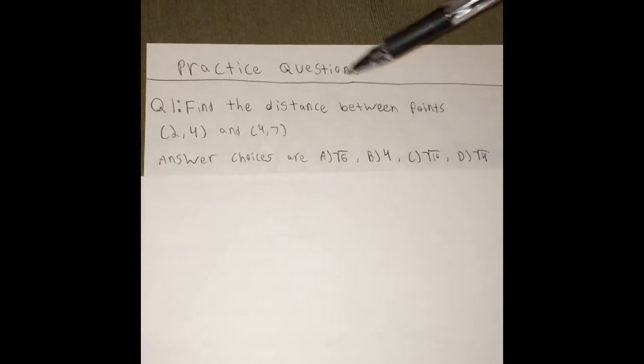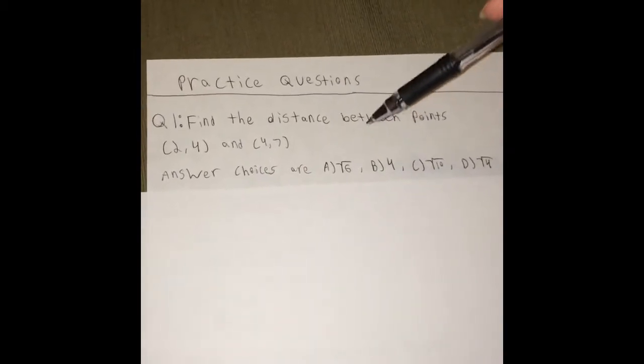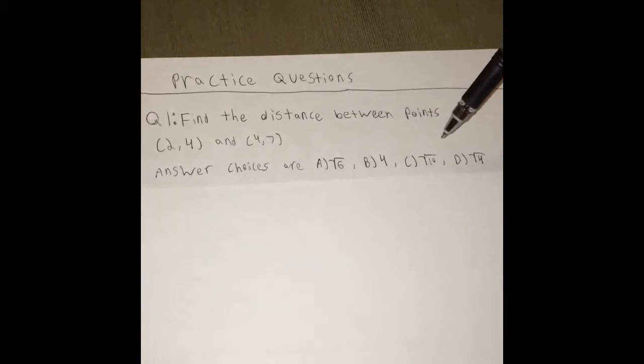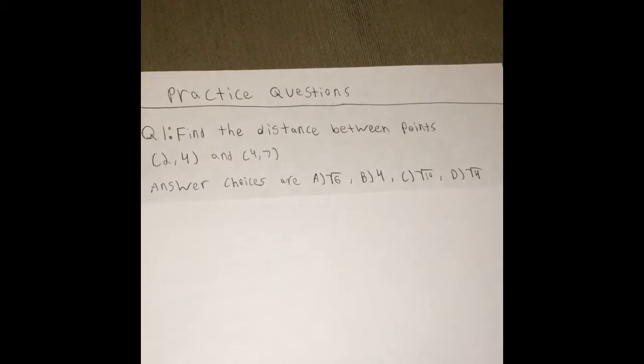Find the distance between points (2, 4) and (4, 7). The possible answer choices are A, square root of 6; B, 4; C, square root of 10; and D, square root of 4. You can pause the video here if you need some time to solve it.